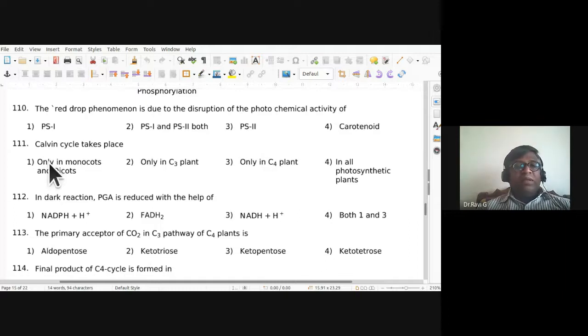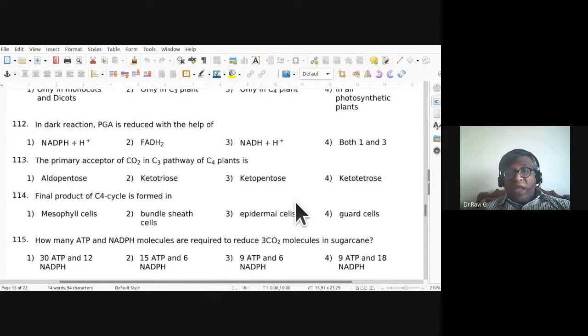So this is the answer for 110. Calvin cycle takes place only in monocots and dicots, only in C3 plants, only in C4 plants, or in all photosynthetic plants. The Calvin cycle takes place in all photosynthetic plants, so the fourth one is the correct option. If you observe these questions, all of them are framed from the NCERT book. So if you are thorough with the NCERT book, nearly 90% of NEET questions you can solve.